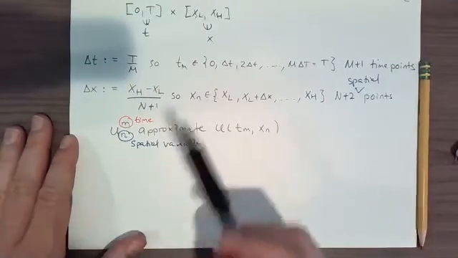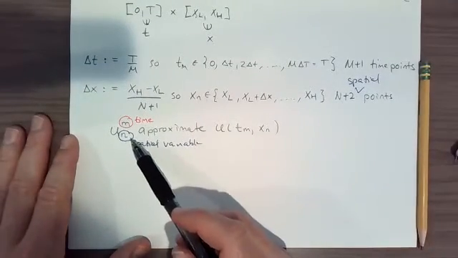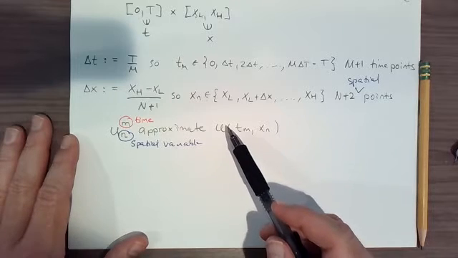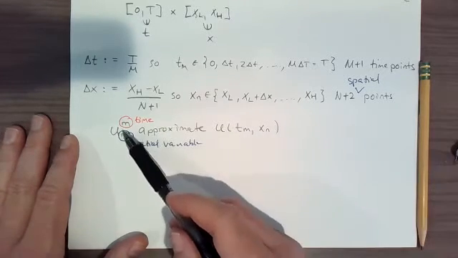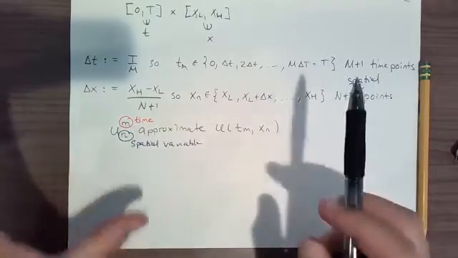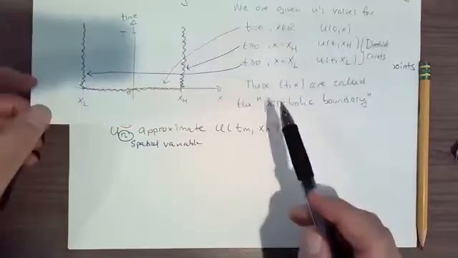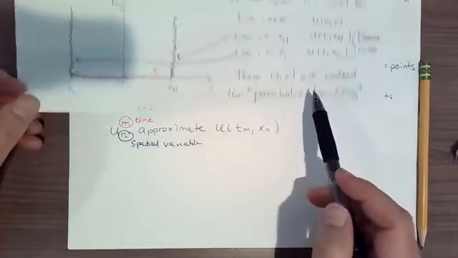Before, when we had f, we would just have f_n, and f_n would approximate f evaluated at t_n. Now it's going to be different. We're going to have two indices, because we have a two-dimensional object: time and the spatial variable.